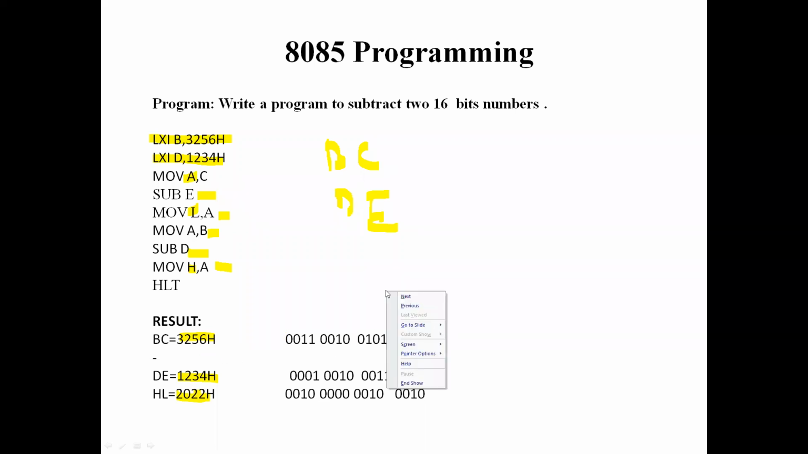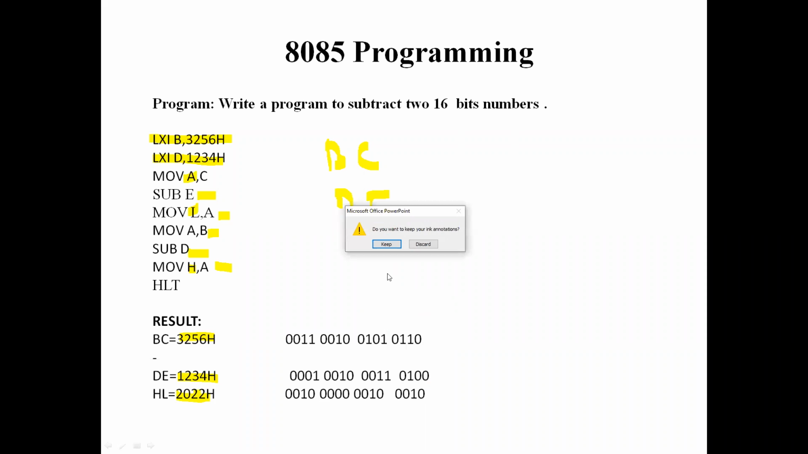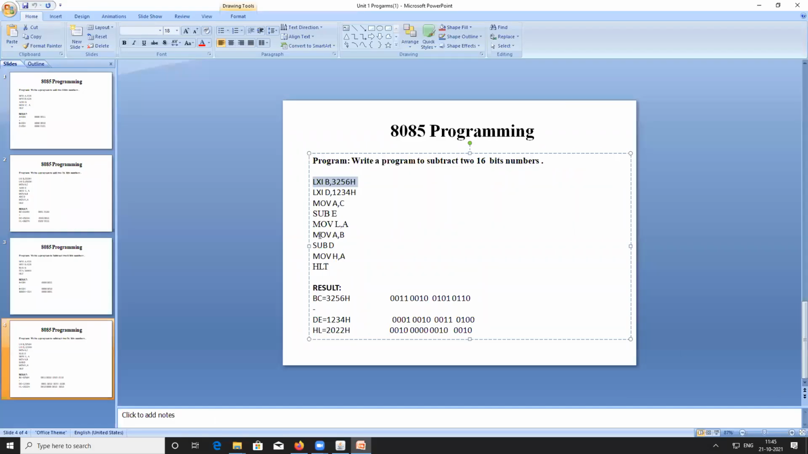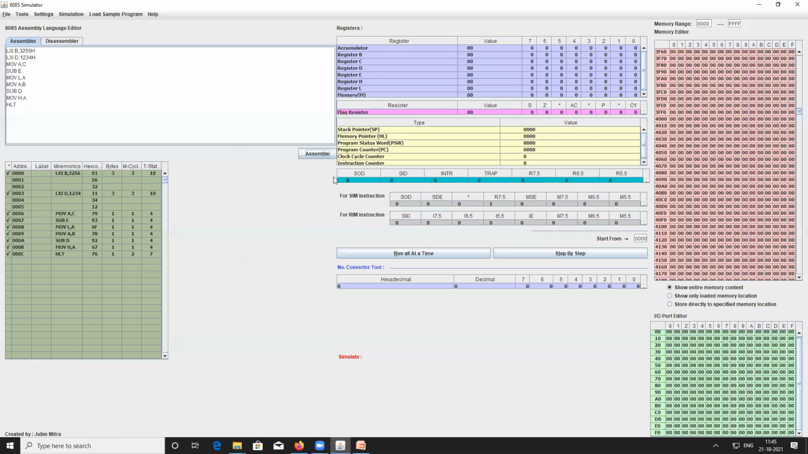This is the program. So assemble the program and then run it. The accumulator contains the last value, which is 20. 3256 is stored into the B register: 56 into the C register and 32 into the B register.